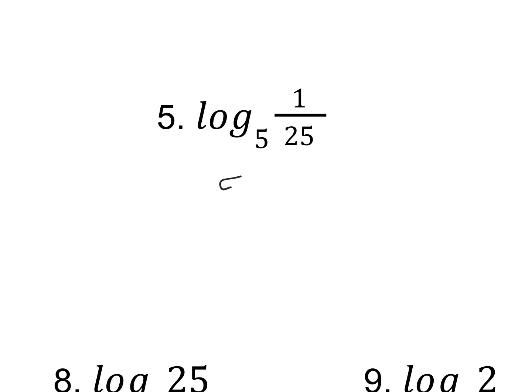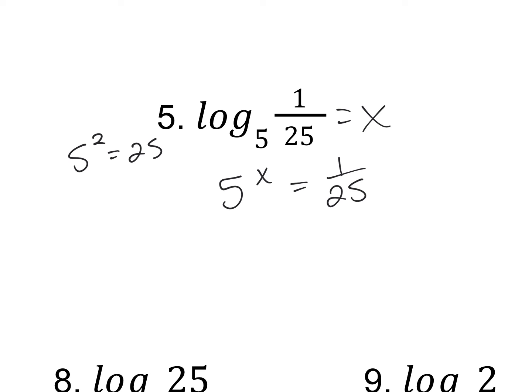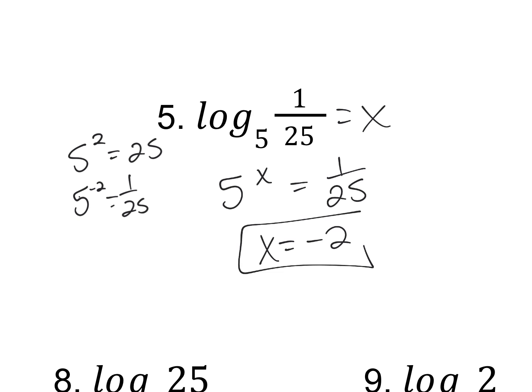Okay, log base 5 of 1/25 equals x. 5 to the x equals 1/25. So remember your exponent rules. 5 to the second power is 25, but then how do I get it to be 1/25? You're going to have a negative exponent. So 5 to the negative 2 power would equal 1/25, so x would equal negative 2.